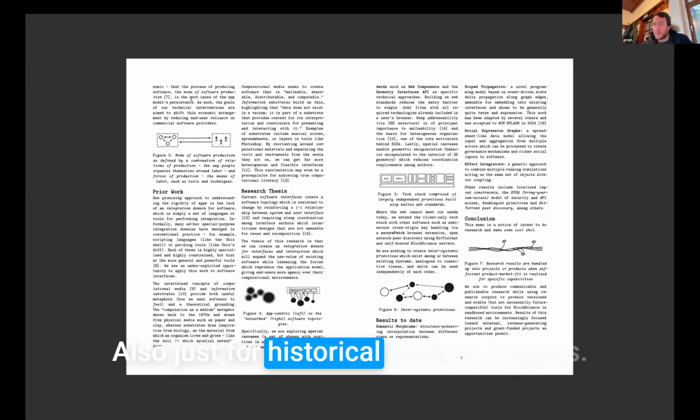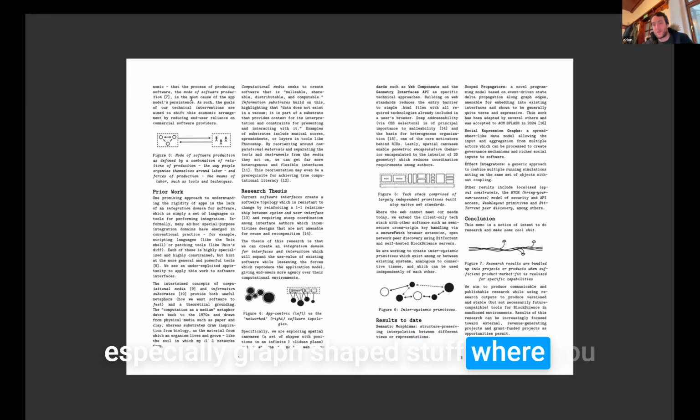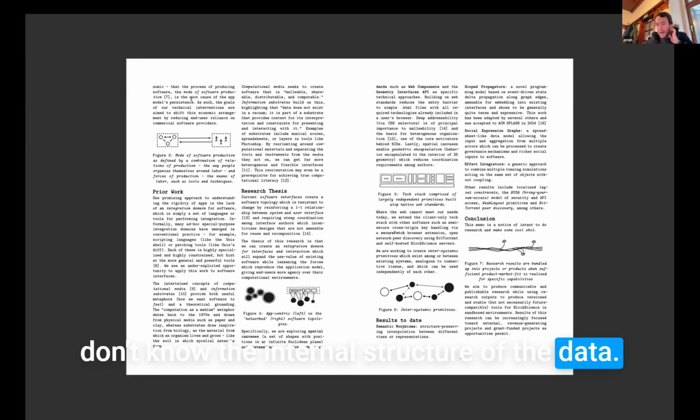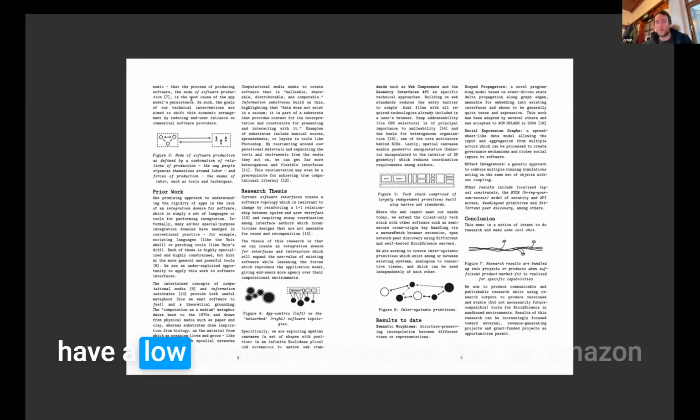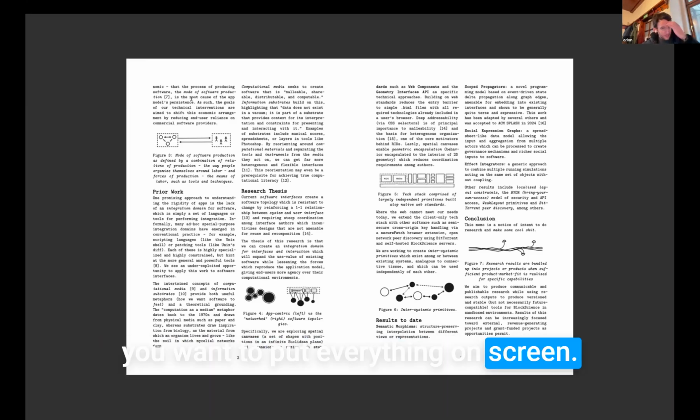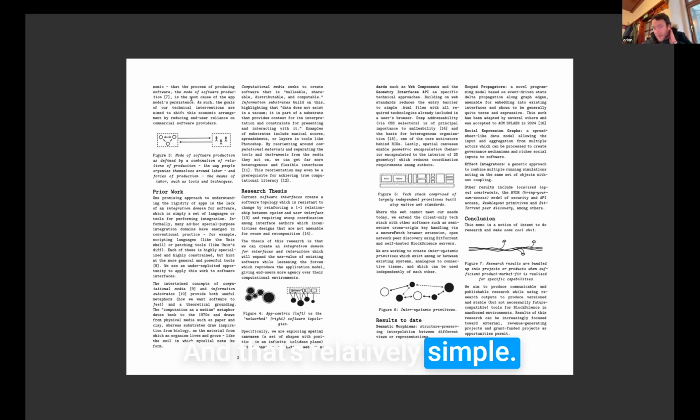Also, just for historical context, all of this work originally came out of wanting to have better interfaces for querying and interacting with KOI data, and especially graph shaped stuff where you don't know the internal structure of the data, which is just not a problem that existing UI frameworks are built to solve. They're really built to solve systems where you have a low number of schemas, like an Amazon store page. They know that it's going to have a title and a price and a person who posted it, and so you can figure out exactly where you want to put everything on screen, and that's relatively simple.